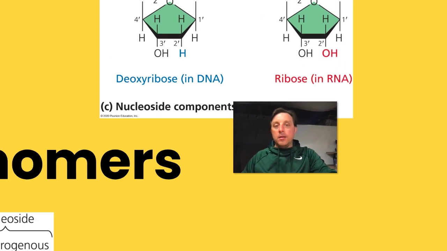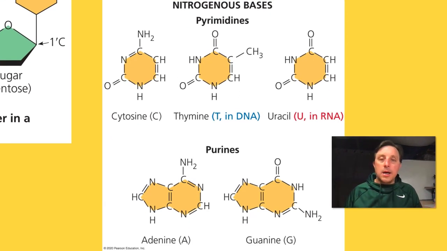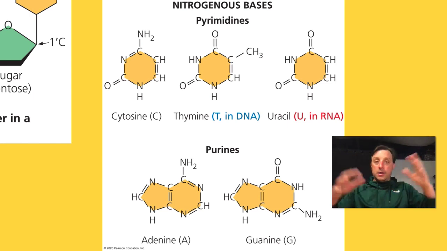And then the nitrogenous bases, there are 5 common bases: cytosine, thymine, and uracil are the pyrimidines, and adenine and guanine are the purines. And again, don't memorize these unique structures, right? It's not important. We'll get into the important aspects of these bases once we get into DNA and RNA function.